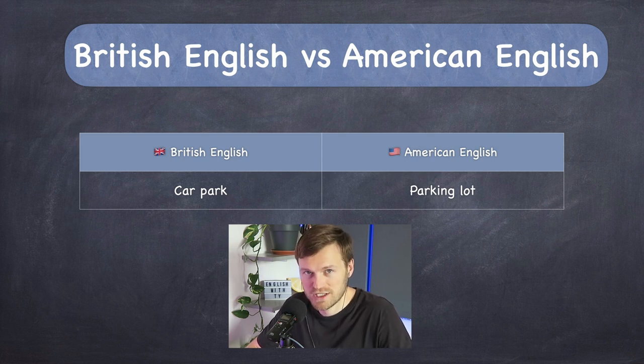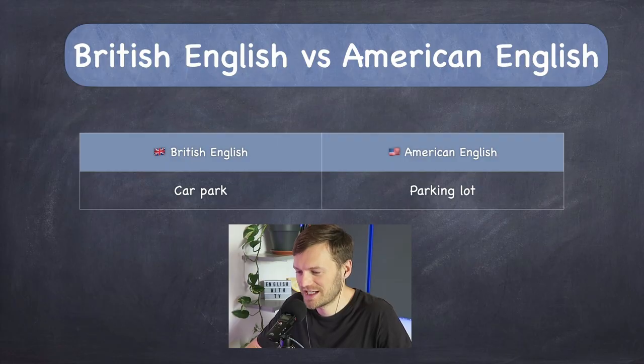So whereas with a boot and a trunk, you can say that without the car in front of it, so you can just say, I put something in the boot or the trunk, it's not the same with car park in British English. So you have to say car and park together. Because if you just say park, it could be another kind of park. There's all different kinds of parks in the UK and in the US as well. But for the specific example, I would recommend to say car park. And American English, like I said, parking lot. Here is an example of the British English words.